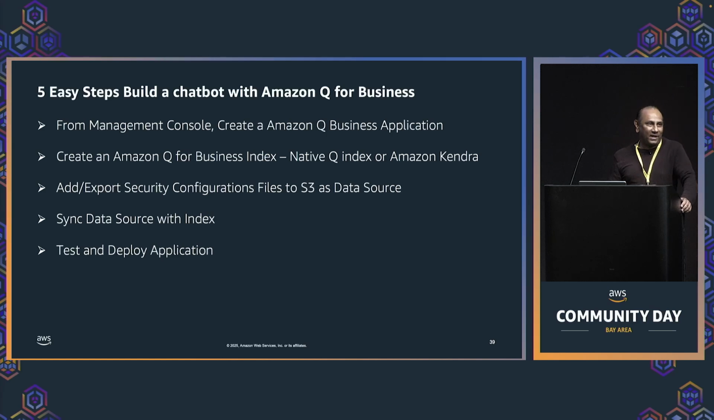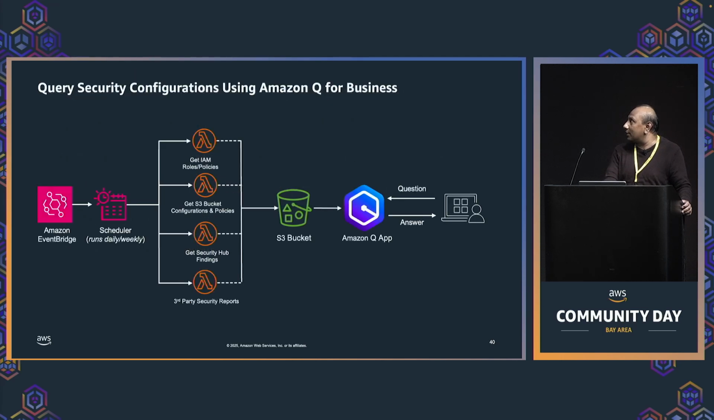OK, so very easily, it's a 5-step process. Pretty much what you're doing is you create an app from the management console. You create an index. You put your data in a central repo, like in S3. And once you are done with that, all you need to do is just deploy this app. Pretty simple. Then after that, you are done. You could set it up with something like this.